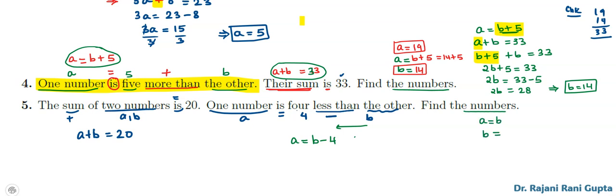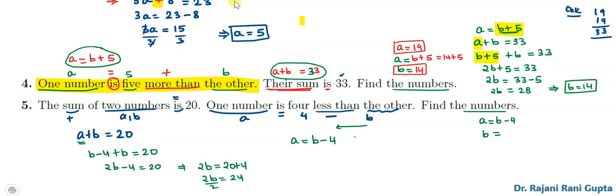We know that A is B minus 4. Now A plus B is 20 and the value of A is from here. So B minus 4 plus B equals 20. This gives you 2B minus 4 as 20, giving you 2B is equal to 20 plus 4. That is 2B is equal to 24. Dividing it by 2, B is equal to 12. So B is 12 and A is 12 minus 4. That is 8.